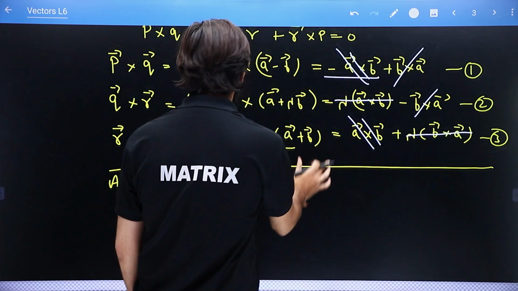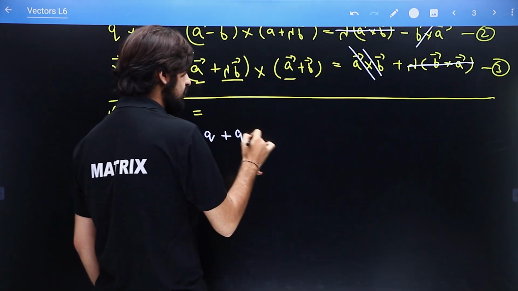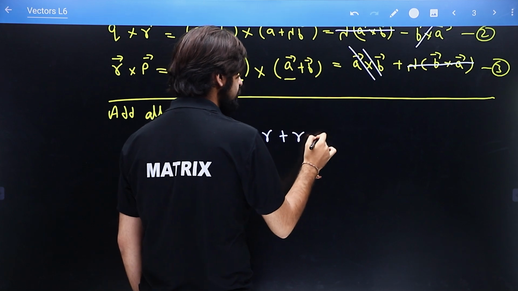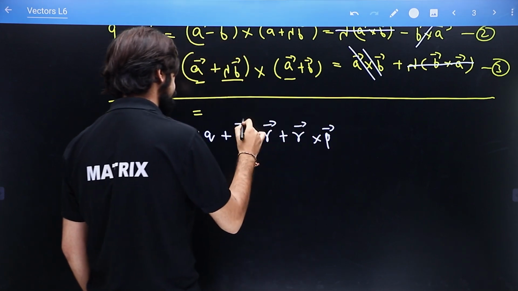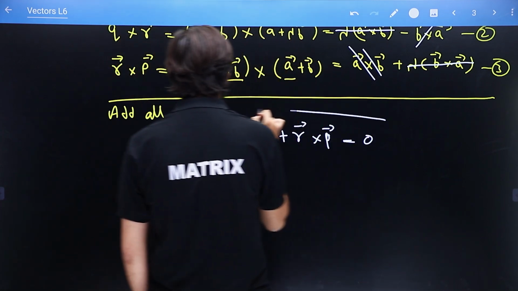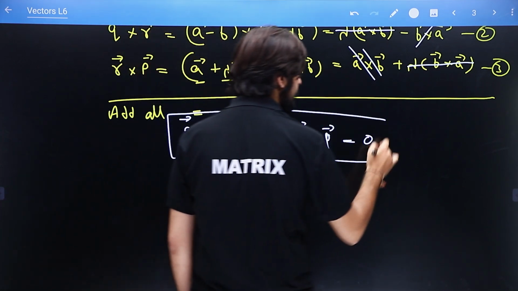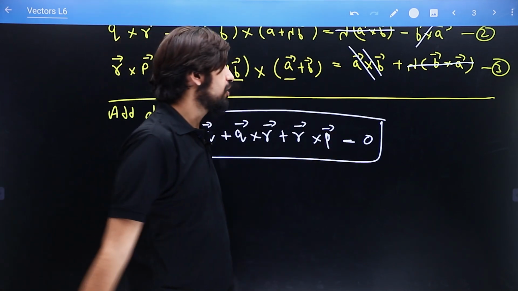So after adding this, left hand side we are getting P cross Q plus Q cross R plus R cross P. These all are vectors, position vectors. So you have to put vector. And in right hand side we are getting 0. What does that mean? We were studying area in this form also. So if area of a triangle is 0, then all 3 points are collinear.